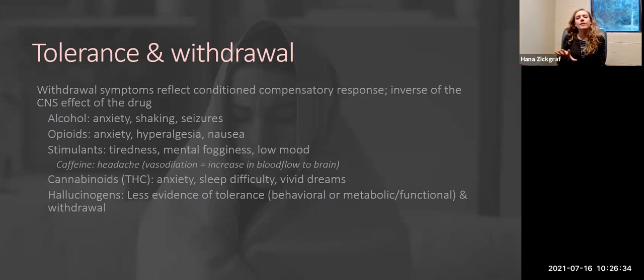So the withdrawal effects from cannabinoids and other hallucinogens are a little bit less clear. This is largely because we just don't study their use as much, because they're not as common and because they're scheduled, so they're difficult to study. But it seems like withdrawal from cannabinoids, from THC, does happen, and it might include things like anxiety, sleep difficulty, and having really vivid dreams. There's, again, less evidence of behavioral or metabolic and functional tolerance to hallucinogens right now.